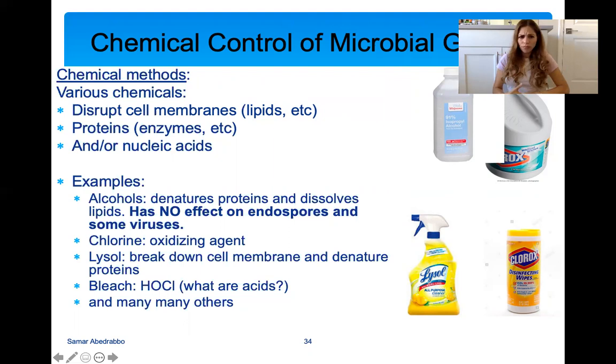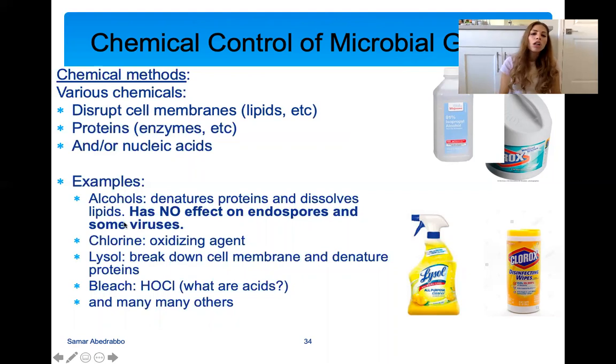And so alcohols generally have no effect on endospores, and some viruses are not affected by alcohols, but we're very lucky that coronaviruses are enveloped viruses. We'll learn about it later, but some viruses are naked viruses, some are enveloped viruses. Enveloped viruses are easier to treat with chemicals such as alcohols because they have that lipid, and alcohols denature proteins and dissolve lipids.